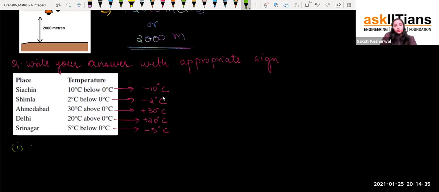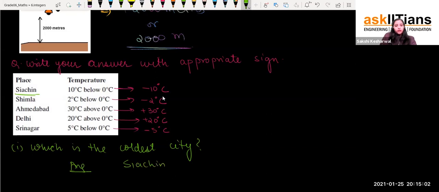So if I ask you a question on this, like in the first part, which is the coldest city, right? Coldest city means which one has the lowest negative value, right? So it will be minus 10, minus 2, or minus 5. Similarly, as we can see, Siachen is the coldest city, right? So your answer will be Siachen.